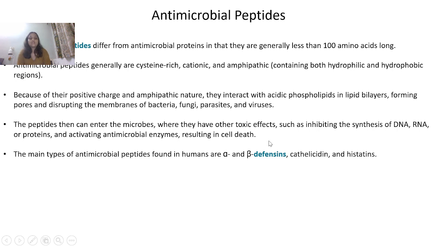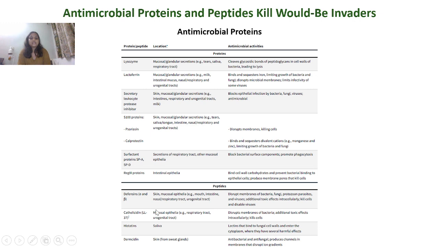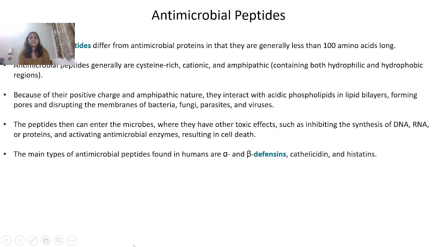So the different types of antimicrobial peptides, as I already told, are beta defensin, alpha defensin, cathelicidin, histatins, dermicidin. So the only difference between antimicrobial peptides and proteins is that they are just smaller in size, in the amino acid length, compared to the antimicrobial proteins.